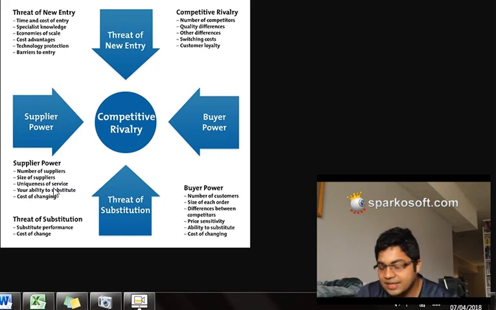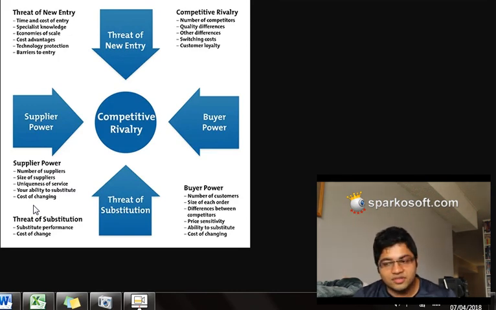Then uniqueness of service: if the service is very unique, you cannot do away with it, so the supplier will have significant bargaining power. Your ability to substitute and cost of changing: if you can substitute very easily as an industry, then you have an advantage.